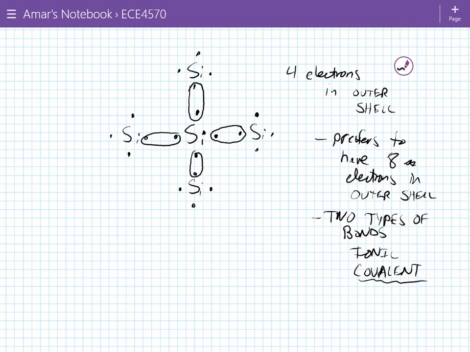Does anyone remember from chemistry what this is called, when an atom forms a covalent bond with 4 other atoms around it? Starts with a T. Tetrahedral, exactly. So this is what we're calling tetrahedral bonding.